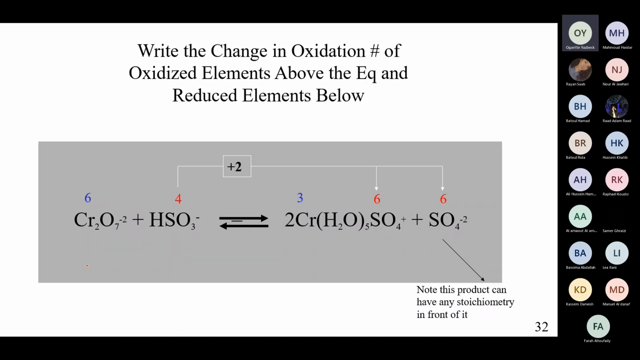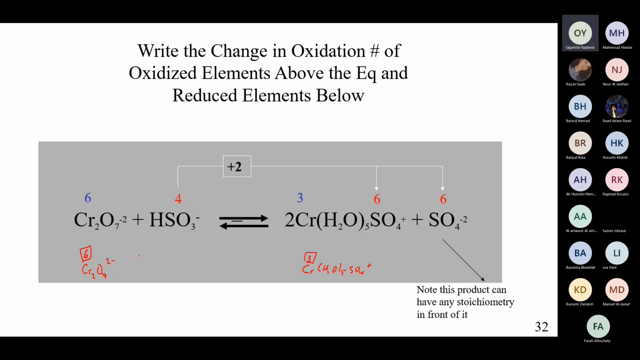Okay, chromium. We said the oxidation number for this chromium is 6. Okay, put a box on this chromium going to this compound, Cr2(SO4)3 plus H2O. Clear. For this chromium, we found the oxidation number is 3.